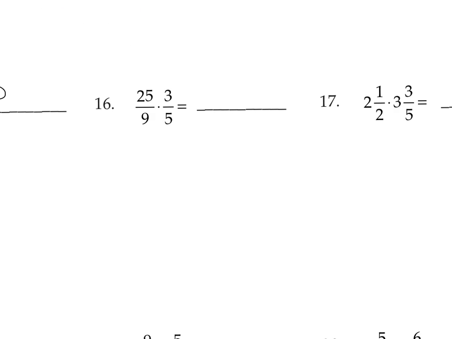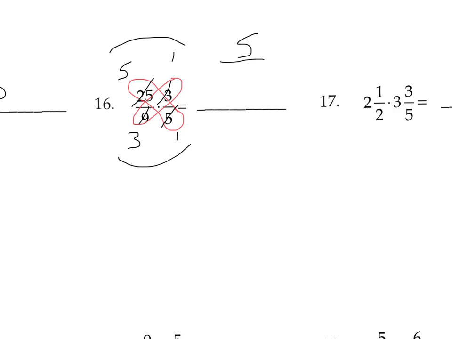On number 16, we can actually cross cancel before we multiply, and that just makes the reducing faster. 5 and 25 have a common factor of 5, so I divide 5 by 5 and 25 divided by 5, and 3 and 9 have a common factor of 3, so I divide them both by 3. And now I have some new numbers which I can multiply. Across the top, 5 times 1. Across the denominator, 3 times 1. And it's okay to leave it as an improper fraction, unless the directions tell you to change it to a mixed number.